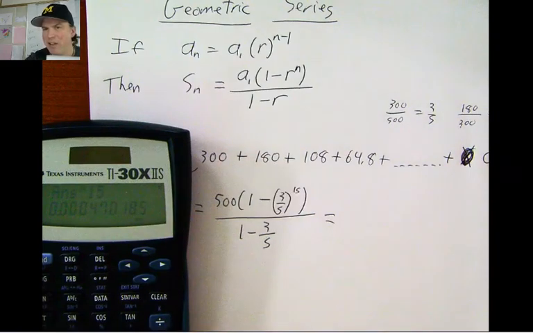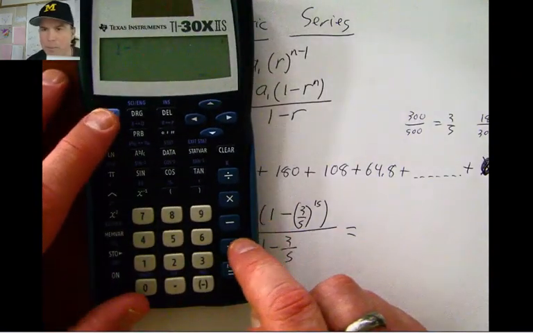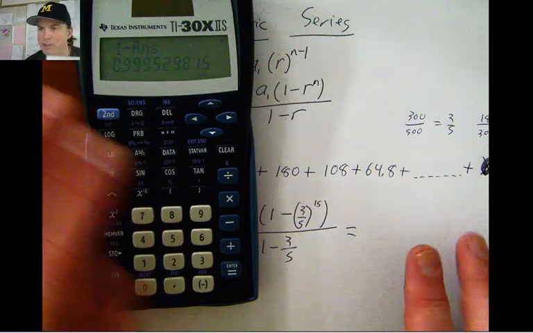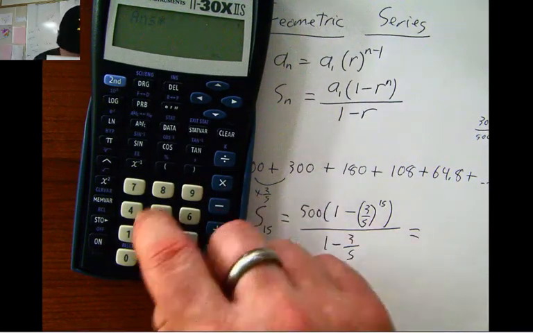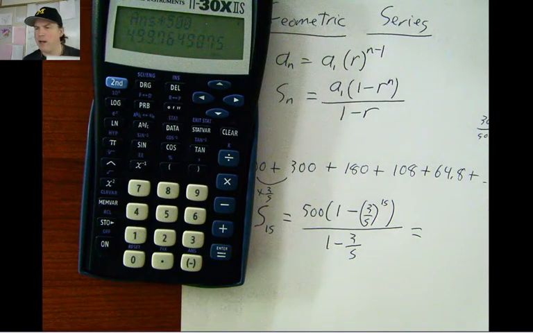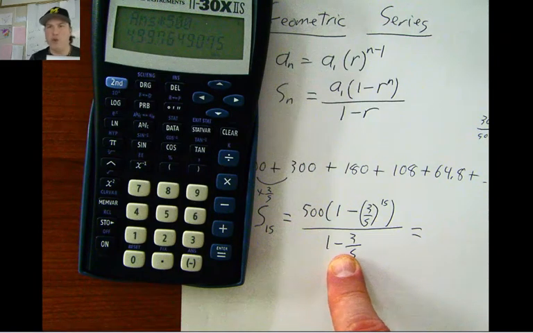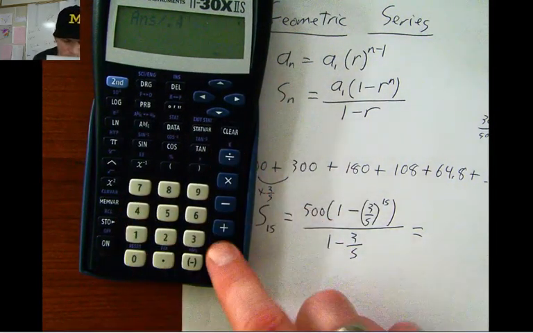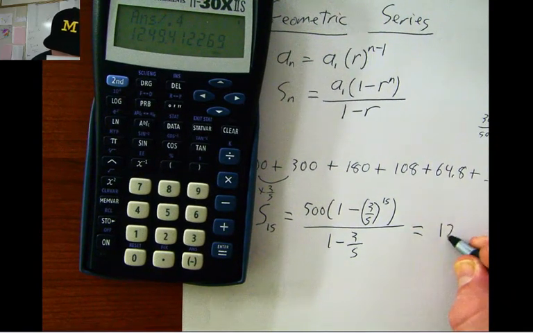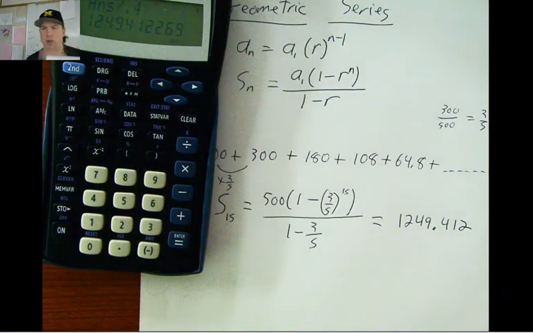Now you need to keep it exact, so I'm going to go 1 minus that decimal. 1 minus the answer. It gives me that. So then that's what's going on inside the parentheses. So then I'm going to multiply that by 500. And I'm getting 499. And then this is divided by 1 minus 3/5. 1 minus 3/5 is 2/5. 2/5 is 0.4. So I've got this number here divided by 0.4, and I got 1,249 point. I'm going to go with 3 decimal spots of accuracy here. 412.